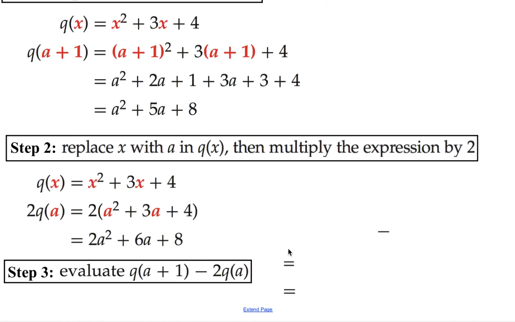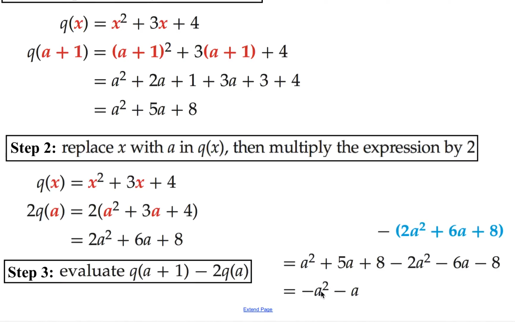So taking our answer from step 1 and subtracting our answer from step 2, we get a squared plus 5a plus 8, and then we're subtracting 2a squared minus 6a minus 8. I distributed the negative through the parentheses, or through my answer here. And then combine your like terms. A squared minus 2a squared is a negative 1a squared. And then we have a plus 5a minus 6a is a minus a. And then plus 8 and minus 8 add to 0. So our final answer is negative a squared minus a. Oh, I forgot to put this step up there for you. That might have made it a little bit easier to follow through when I distributed my negative.